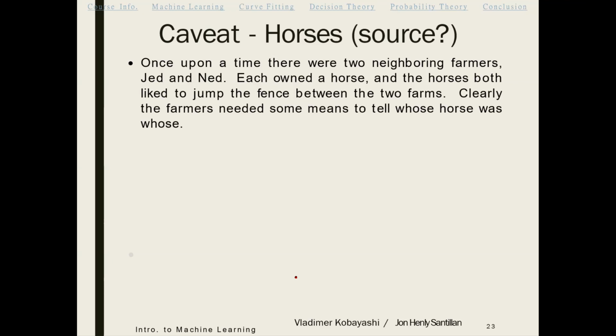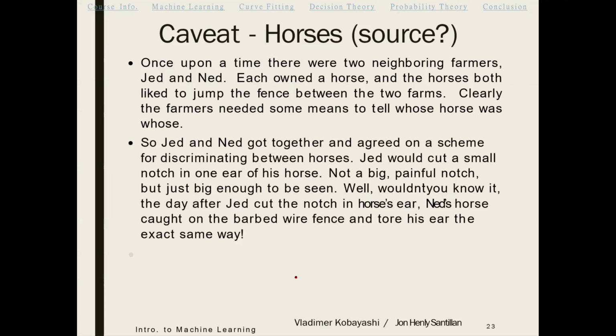Once upon a time, there were two neighboring farmers, Jed and Ned. Each owned a horse, and the horses both liked to jump the fence between the two farms. Clearly, the farmers needed some means to tell whose horse was whose. So Jed and Ned got together and agreed on a scheme for discriminating between horses. Jed would cut a small notch in one ear of his horse, not a big, painful notch, but just big enough to be seen. And you wouldn't know it, the day after Jed cut the notch, Ned's horse caught in the barbed wire fence and tore his ear in the exact same way.